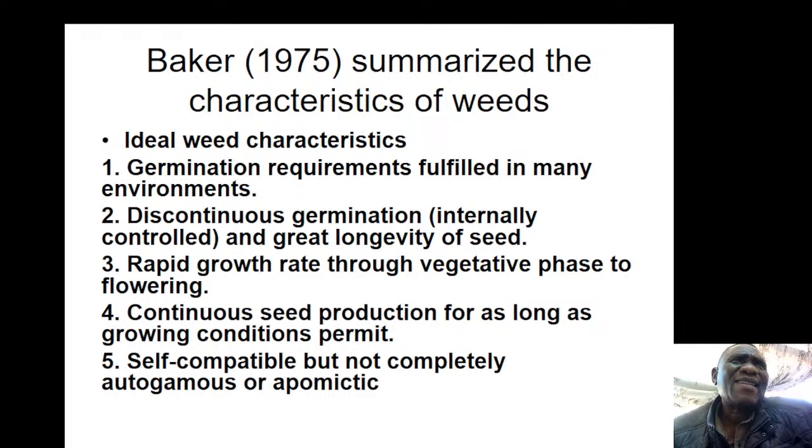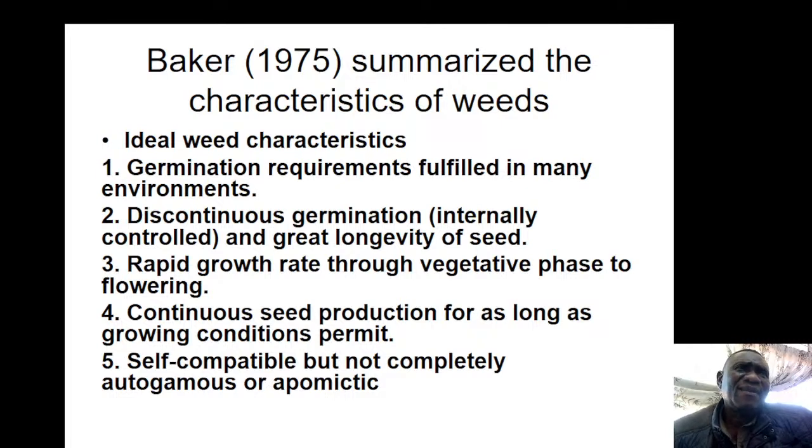The other characteristic is discontinuous germination, which is internally controlled, and great longevity of seed. What it means is that with this kind of germination, sometimes you just get a very small amount of seed germinating, and that's it. And if we have the seed in the soil, it can last for a long time. So there may not be any particular pattern in terms of its germination.